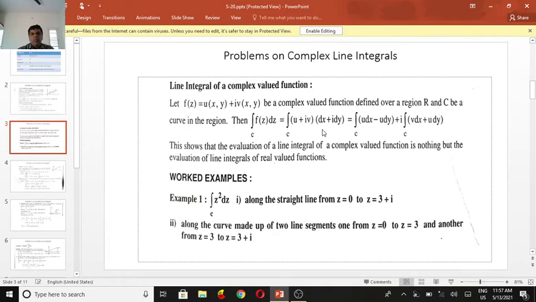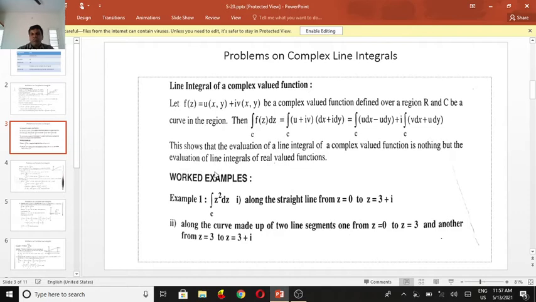Here i squared becomes minus 1, so this is the integral of u dx minus v dy, plus i times the integral over C of u dy plus v dx. This shows that the evaluation of a line integral of a complex valued function is nothing but the evaluation of line integrals of real valued functions. This is the difference between real valued and complex valued functions.